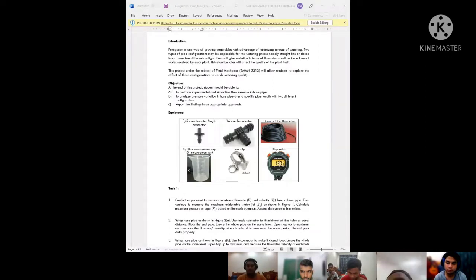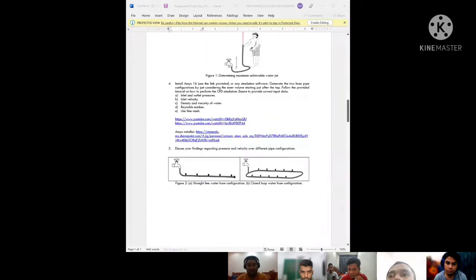Okay, Isak, can you brief about the setting for the pipe? I mean the configuration. So there are two configurations, straight and closed loop. Just brief about how the length of the pipe and how many water outlets you use.